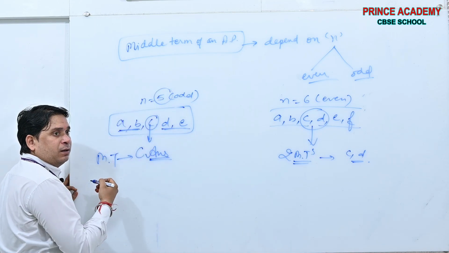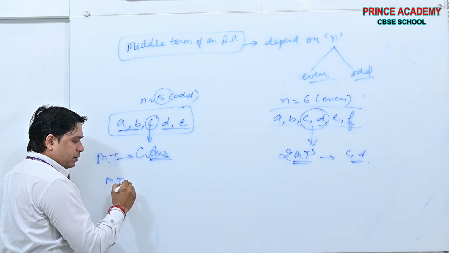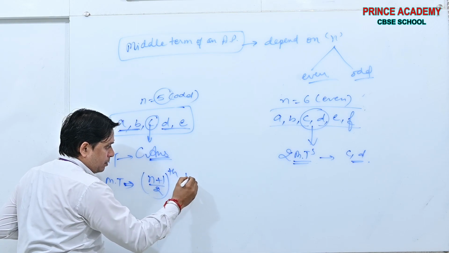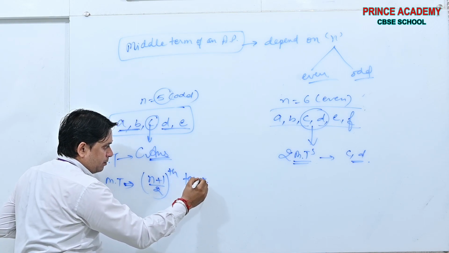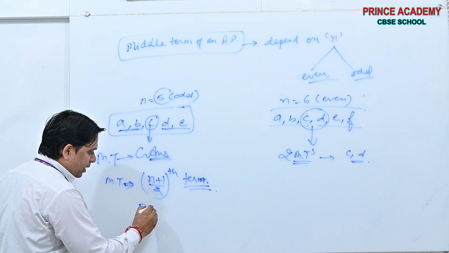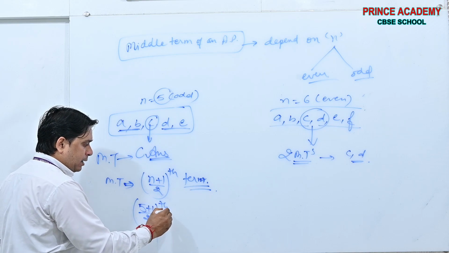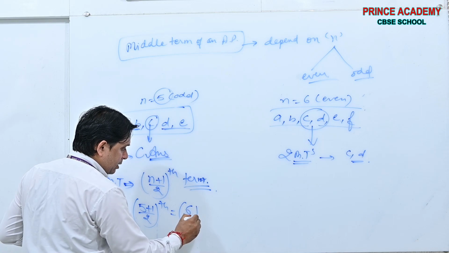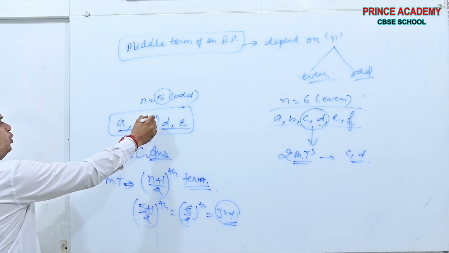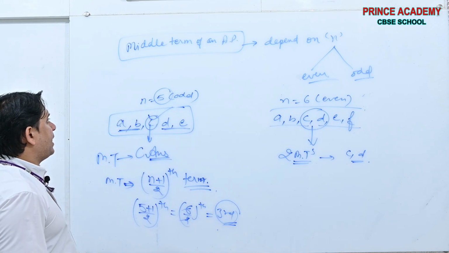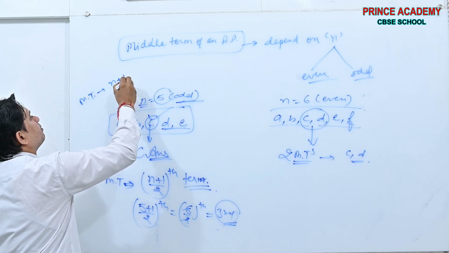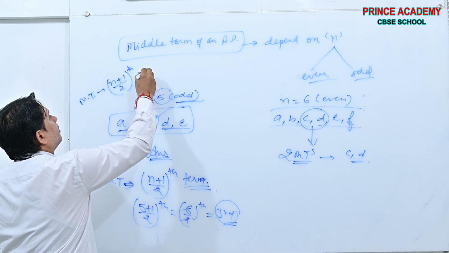See beta, what is n? n is 5. Therefore, middle term is n plus 1 by 2th term. What does it mean? 5 plus 1 by 2th, 6 by 2th, that is third term. 1, 2, 3. Depending on n, if n is odd, middle term is n plus 1 by 2th term.